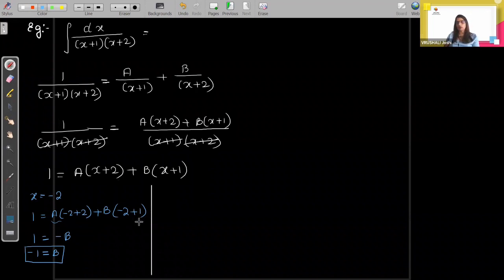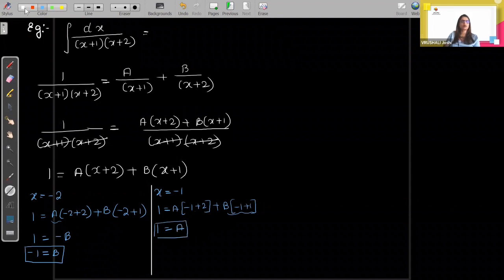Similarly, we'll find out the value of a. How you'll find out the value of a? To find the value of a, we will make b 0. For making b 0, we have to take x is equal to minus 1. If you take x is equal to minus 1, then 1 is equal to a into bracket minus 1 plus 2 plus b into bracket minus 1 plus 1, correct? The value of b, minus 1, has already come, okay? So we could put that in as well, but anyway, taking it that way. So then what? So 1 is equal to, this will be 0 now. So you have 1 is equal to a, because this will be 1, correct? So you got these two values.